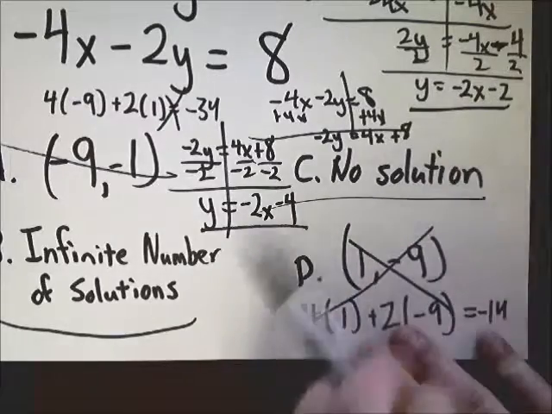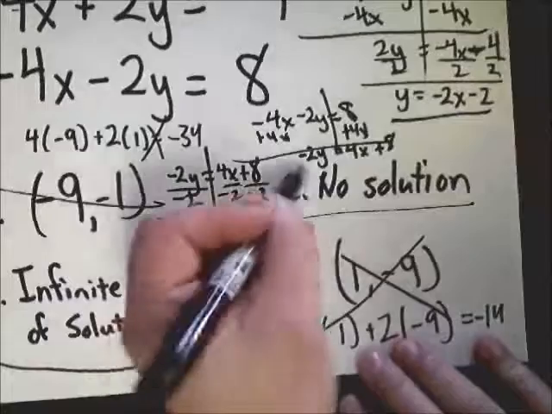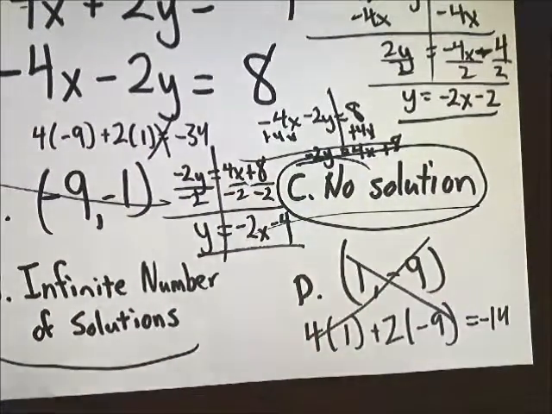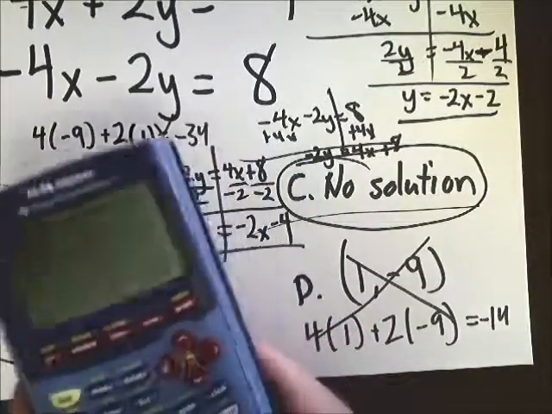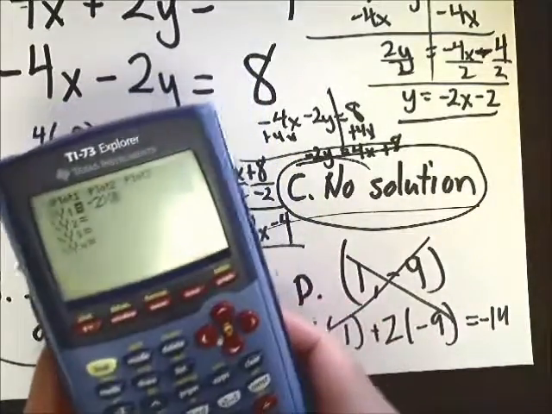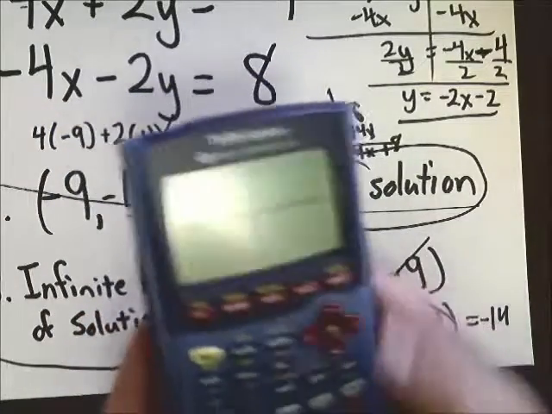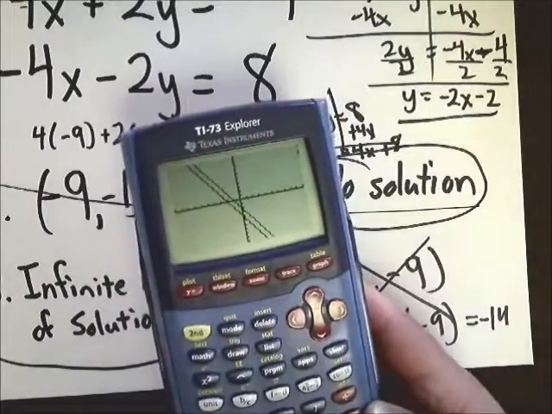You'll notice that their y-intercepts are not the same, but their slopes absolutely are the same, which means they are parallel, and you get no solution. If you want to graph them to see that they're parallel, just go back into the graphing section and type in negative 2x minus 4 and negative 2x minus 2. Graph them. And as you can see, they are parallel.